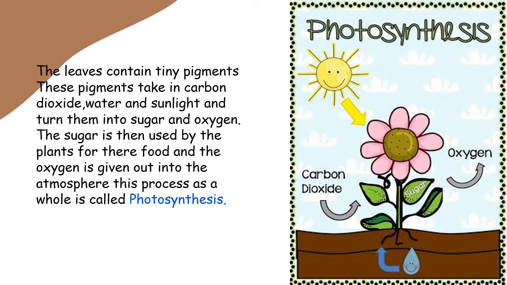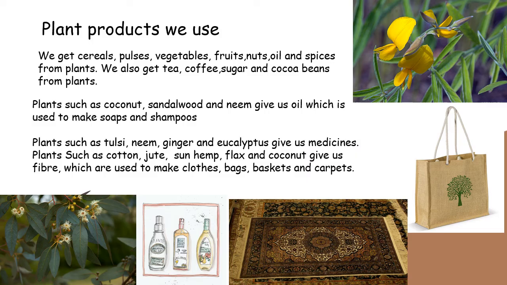The leaves contain tiny pigments. These pigments take in carbon dioxide, water and sunlight and turn them into sugar and oxygen. The sugar is then used by the plants for their food and the oxygen is given out into the atmosphere. This process as a whole is called photosynthesis.